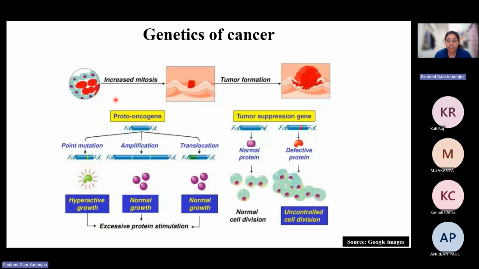And like I said, there are some genes which are classified here, some are here. So proto-oncogenes are RAS, MYC, these kinds of proteins which are very commonly known.